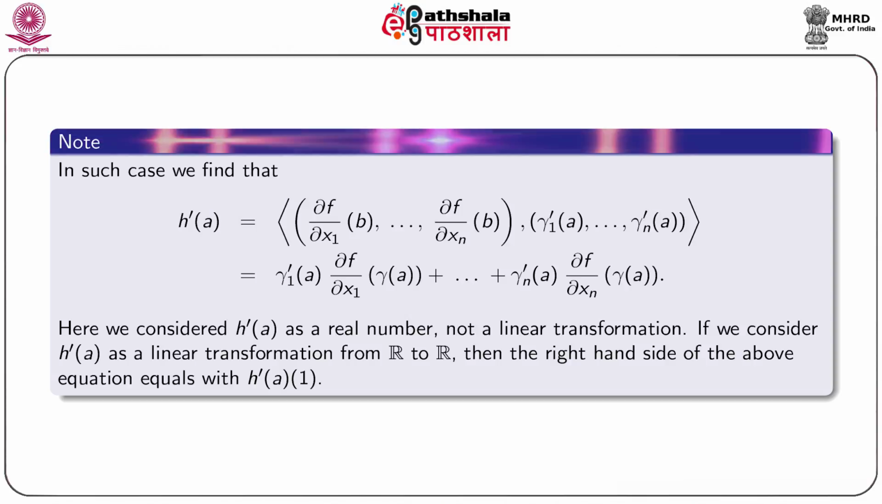In such a case, we find that h'(a) equals the inner product of grad f at b and gamma'(a). We write down the expression. So, we have gamma_1'(a) del f/del x_1 at the point gamma(a), plus, up to, gamma_n'(a) del f/del x_n at the point gamma(a). In the above, we considered h'(a) as a real number, not a linear transformation. If one considers h'(a) as a linear transformation from R to R, then on the left hand side one should write h'(a) operating on 1.